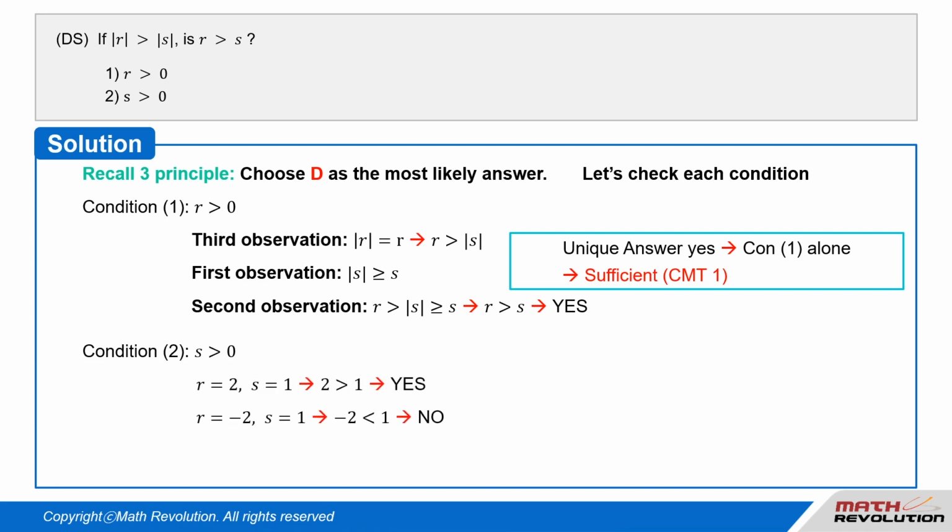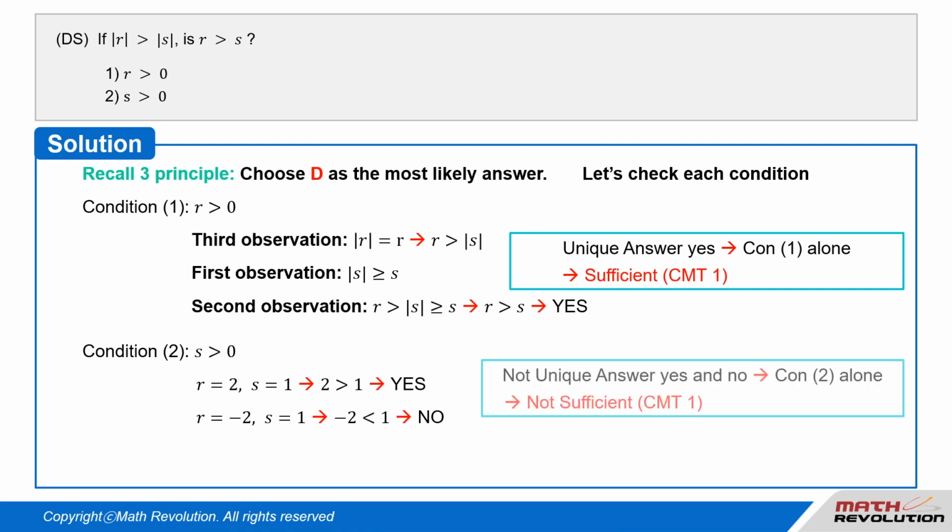If R equals 2 and S equals 1, then 2 is greater than 1, which gives yes as an answer. However, if R equals -2 and S equals 1, then -2 is less than 1, which gives no as an answer. The answer is not unique, yes and no. Therefore, this is not sufficient by the common mistake type 1, which means that you get both yes and no as the answer. It is not sufficient.